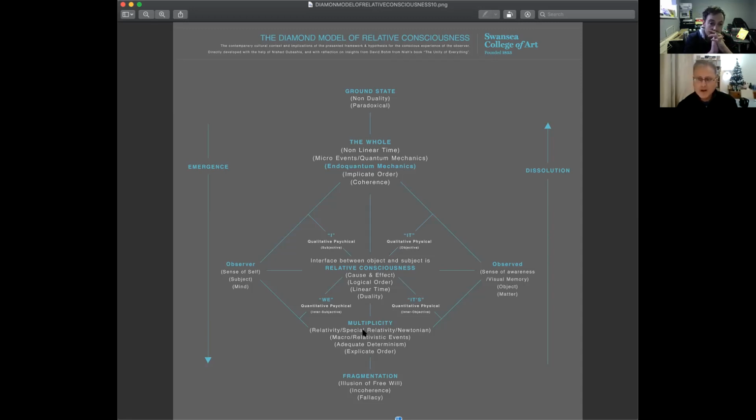So that's not quite the whole. That's, if you like, that first condensed point out of which everything emerges and back into which everything goes. Does this distinction make sense? The void and the singularity? It does.